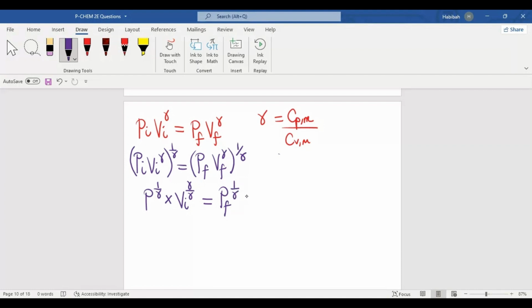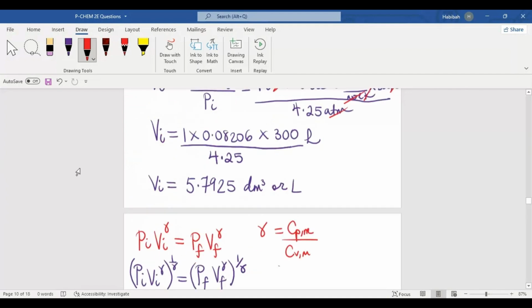I apologize for the sheep sound, but we're going to continue this lesson today. Multiplied by V final raised to the power of gamma divided by gamma. Of course, gamma divided by gamma will cancel out. And then what you have is just simply P raised to the power of 1 over gamma times V equals P raised to the power of 1 over gamma times V final. So the new equation we're going to be using would be P initial to the 1 over gamma, times just V initial, equals P final to the 1 over gamma, times V final.